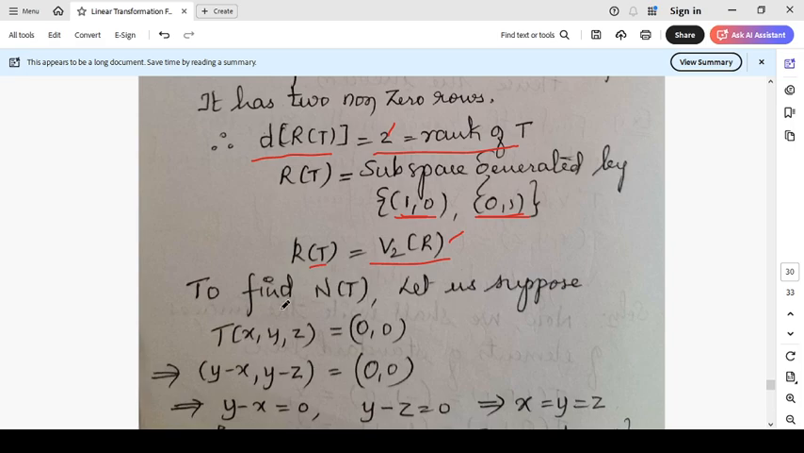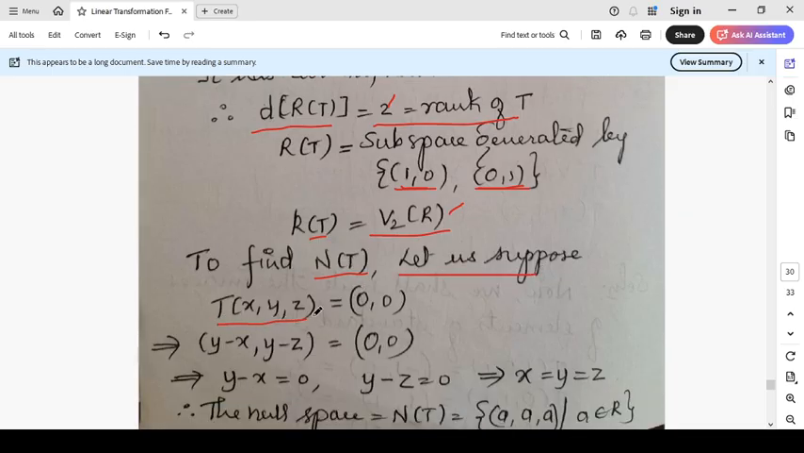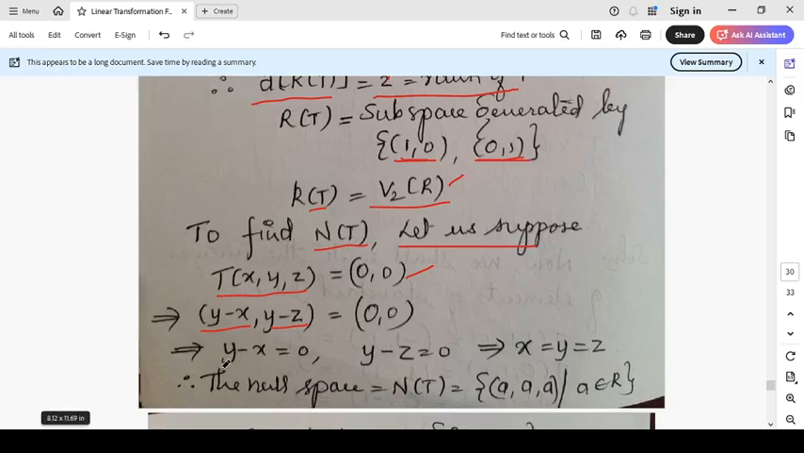Okay, so now to find N of T, let us suppose T of (x, y, z) is (0, 0), right? T of (x, y, z) is (y minus x, y minus z), so we have (0, 0). Or I can write it as: y minus x is 0, y minus z is equal to 0. It implies x equals y equals z.